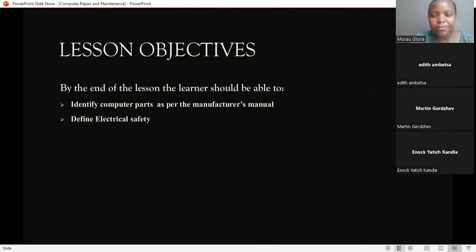So the lesson objectives for today: by the end of the lesson, the learner should be able to identify computer parts as per the manufacturer's manual, and we will define what electrical safety is.